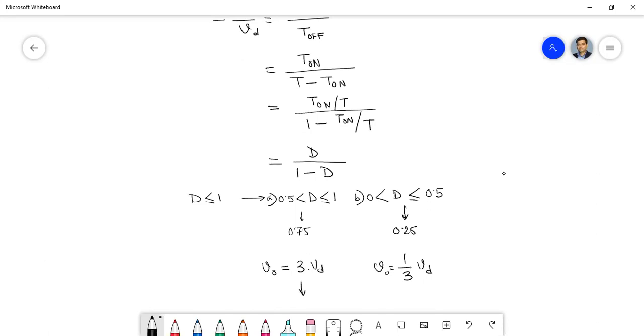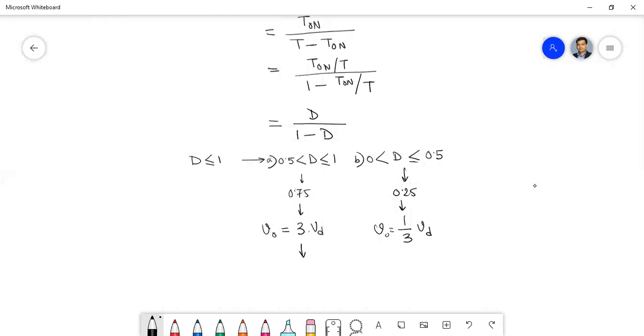So what can we say about this? What type of converter is it for the first case, case A? Boost converter. The first one is the boost converter, and this one is the buck converter. So by using the same converter, you can get both operations, step up as well as step down, boost as well as buck operation, depending on the value of the duty ratio, whether it is less than 0.5 or more than 0.5. If it is more than 0.5, you will get boost operation. If it is less than 0.5, you will get the buck operation.